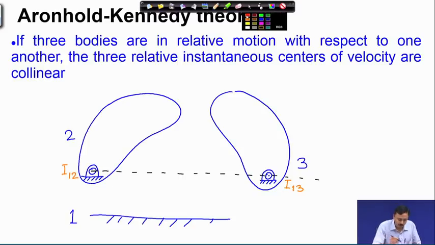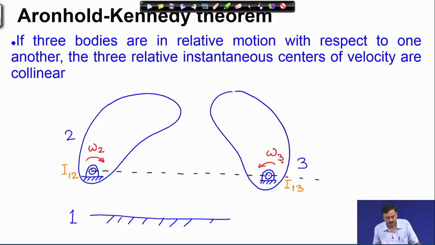Let me also make one more consideration, that this is omega 2. This is omega 3. I have taken them arbitrarily. Now, I ask this question, where lies the relative instantaneous center of rotation of body 2 relative to body 3? Now, as we have seen before, this point may lie outside the physical domain of the body. This relative instantaneous center of rotation I23 may lie outside the physical domain of the bodies.